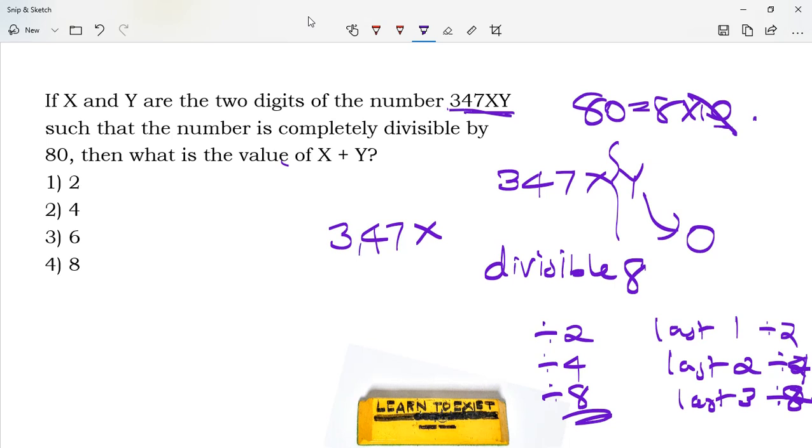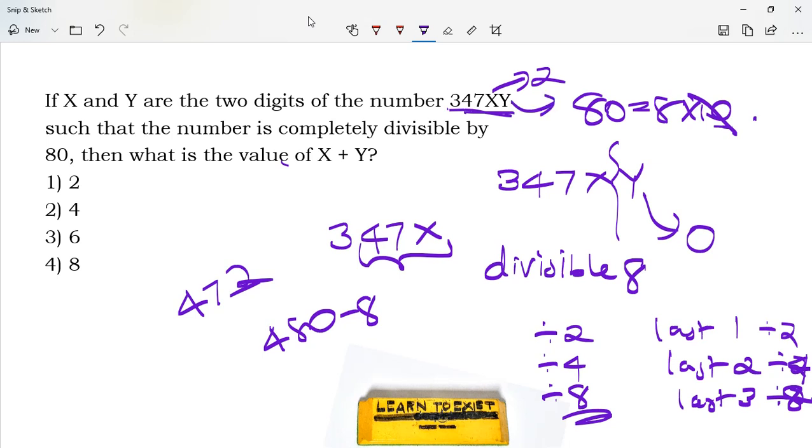Which are the last 3 digits here? We have 70x, so 4, 7 and some number should be divisible by 8. We know 480 is divisible by 8, so 480 minus 8 also should be divisible by 8. So 472 is divisible by 8. We have the value of x as 2, and y we have already got as 0. So x plus y will be 2 plus 0, and the answer will be option 1. We will move on to the next question.